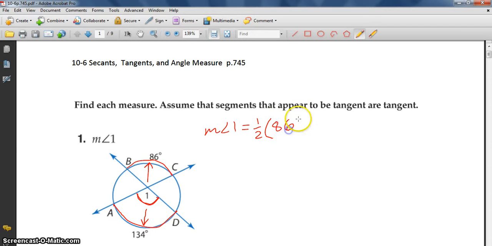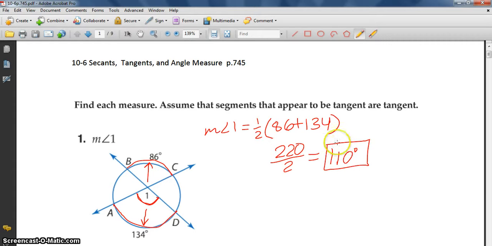So 86 and 134. 86 and 134 give you 220. And half of that is 110 degrees. So the measure of angle 1 is 110 degrees.